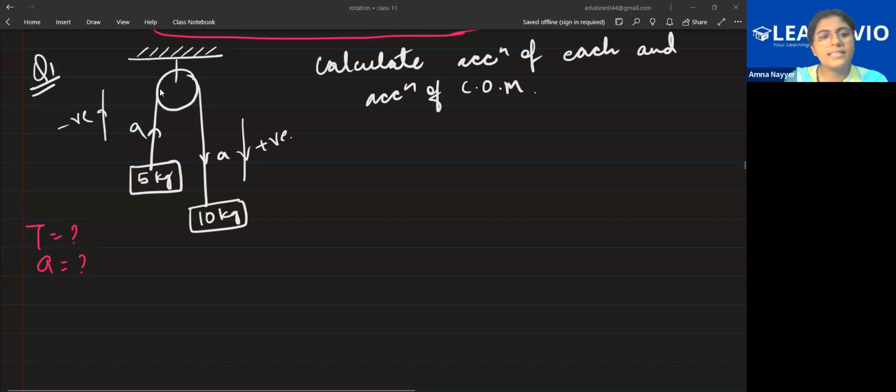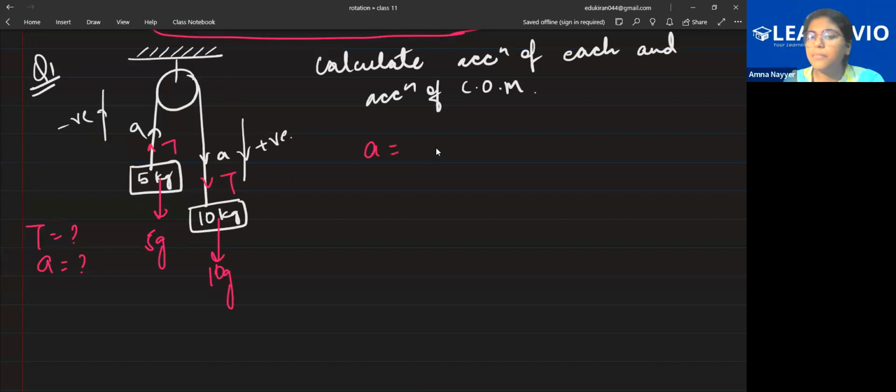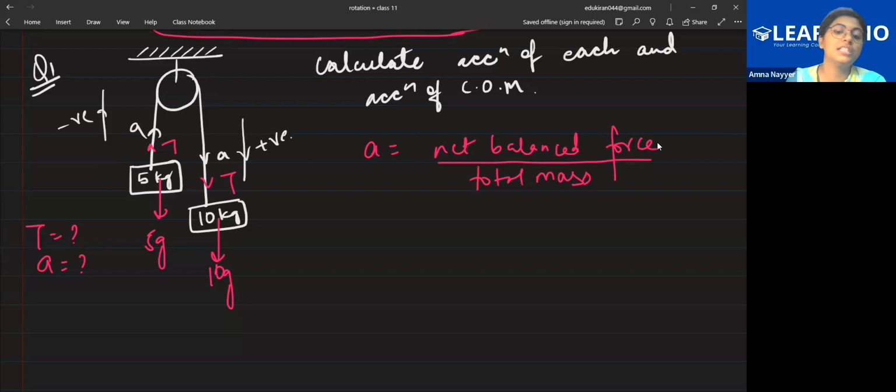So, yes, acceleration is above, acceleration downward. It's mentioned which acceleration you have to take, positive and negative. This is downwards 5g, this is downwards 10g. Above we have tension and downwards we have tension. See, the best method for acceleration is to calculate the net balanced force and divide it by total mass. This is also how you can get acceleration in just one step.